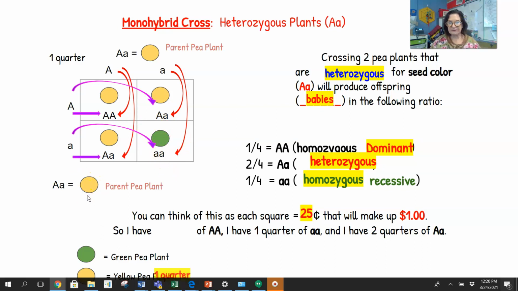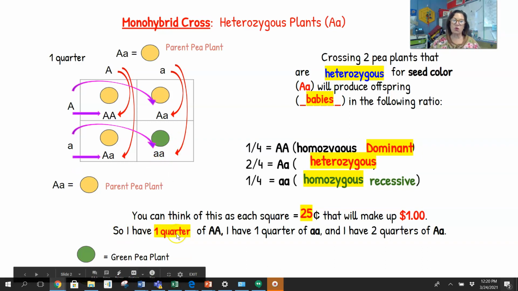So if we look here, I have 1/4 that's big A, big A. I have 1/4 that's little a, little a, and I have 2/4 that are big A, little a. And here's my little key of what it is. So I have green plants are recessive and yellow plants, which are dominant. I'll give you a minute to catch up.